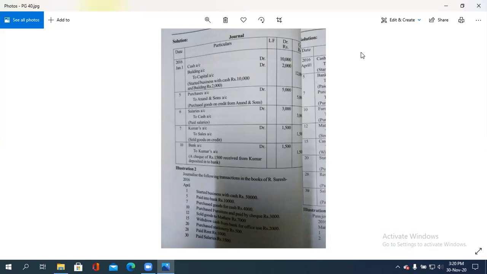Then sold goods to Matthew. Who is getting that thing? So debit the receiver. Who? Matthew is the one receiving. So Matthew debtor to sales because goods are going out of the business as credit sale. So that is why sales revenue, credit all incomes and gains. So that is the case. Matthew debtor to sales. Withdrew cash from bank for office use.